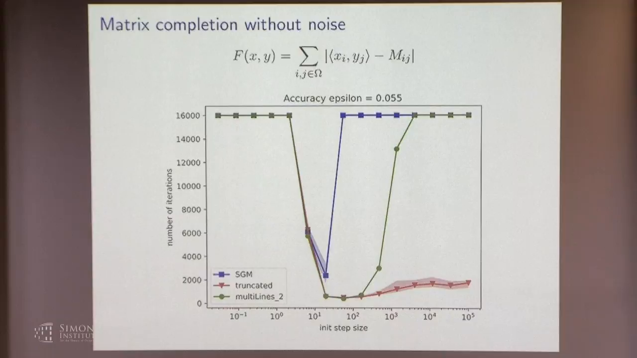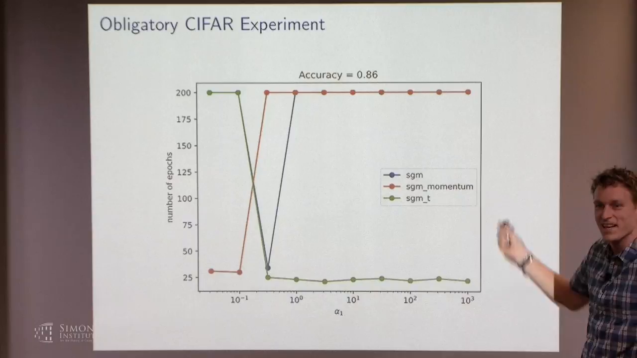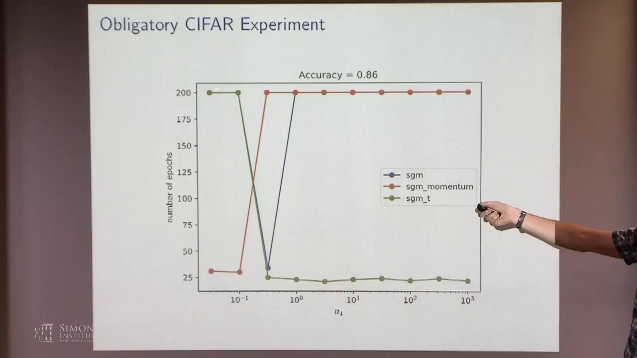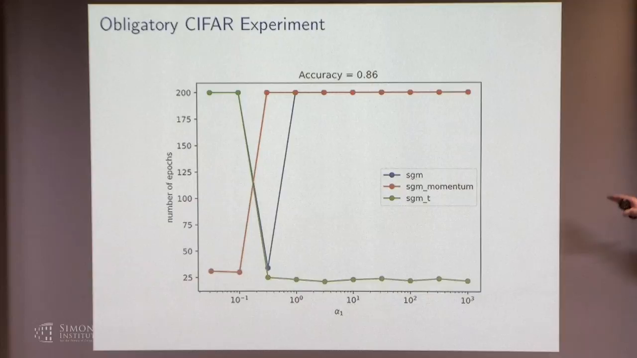Matrix completion, same thing happens. I did an experiment with CIFAR because neural networks, hooray. The stochastic gradient method and stochastic gradient methods with momentum have a narrow regime of step sizes where they work. When you truncate the loss at zero, there's a broader range of step sizes where things still converge. I should say this with full caveats. We need to do a lot more experiments with neural nets, but they just take a while and we haven't finished them all. So I'm sorry.